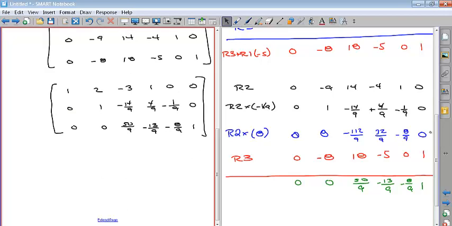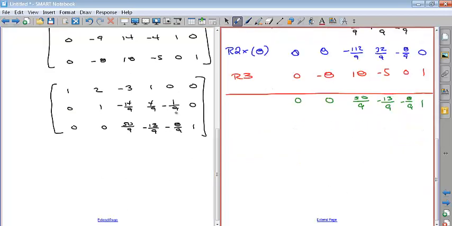Then I multiply this row by the reciprocal. So I take R3 and I multiply by, actually we don't need the negative, I just need to multiply by the reciprocal because I want to get 1 here. So if I multiply by 9 over 50, you'll get 0, 0, 1. And then here, we'll have negative 13 ninths times 9 over 50. So that ends up being, the nines cancel out, so you get negative 13 over 50.